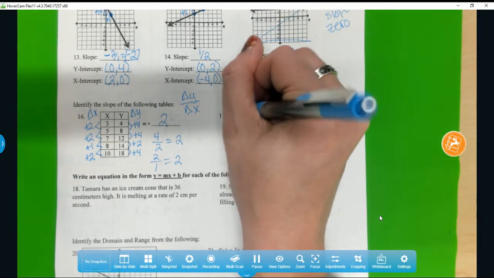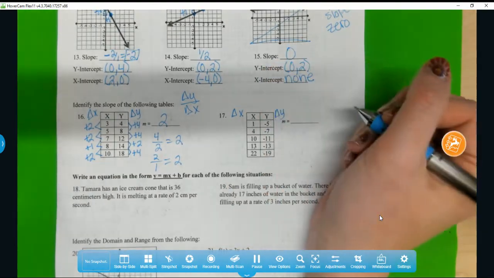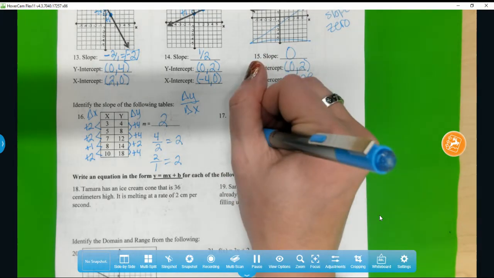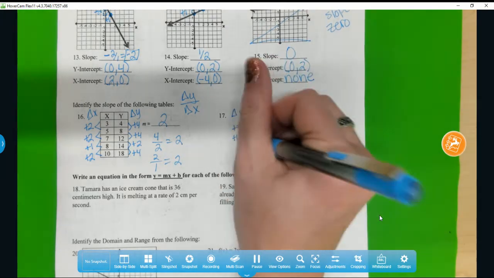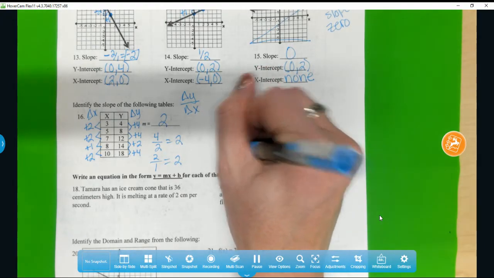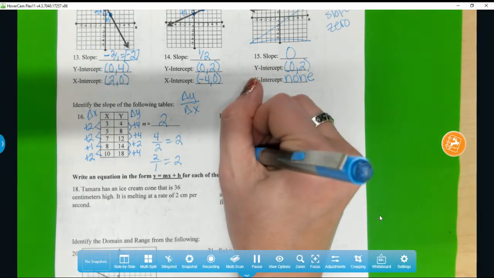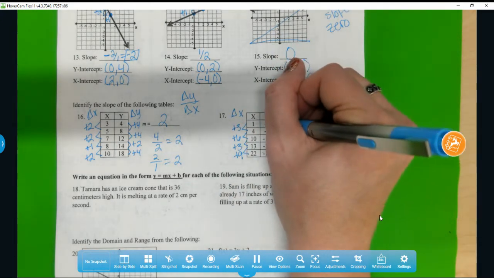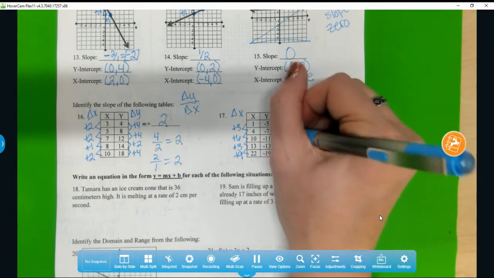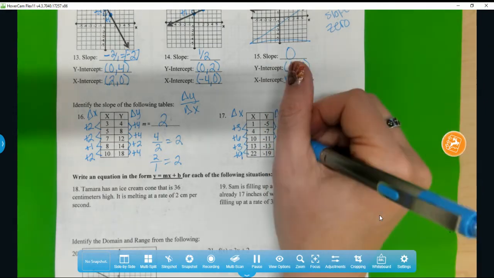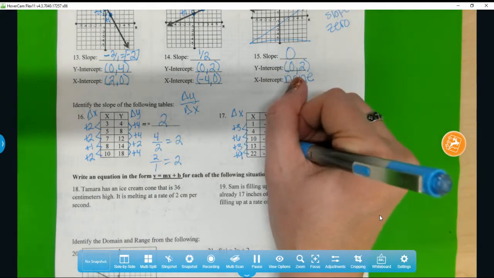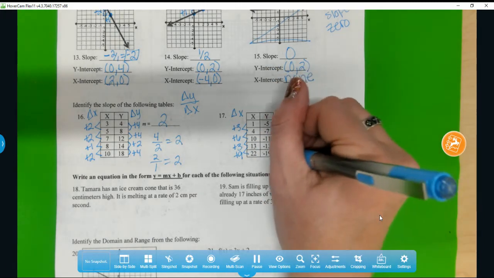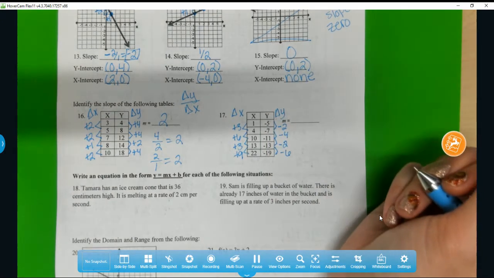Okay, so here we have change in x, change in y. So 1 to 4 is a plus 3, 4 to 10 plus 6, 10 to 13 plus 3, 13 to 22 plus 9. Here we're subtracting, so minus 2, negative 7 to negative 11 is minus 4. Negative 11 to negative 13 is a minus 2.